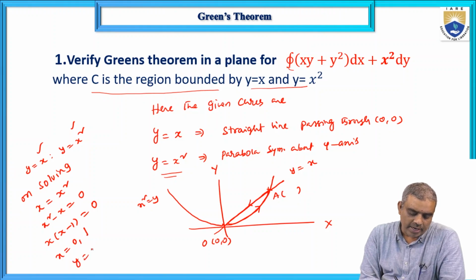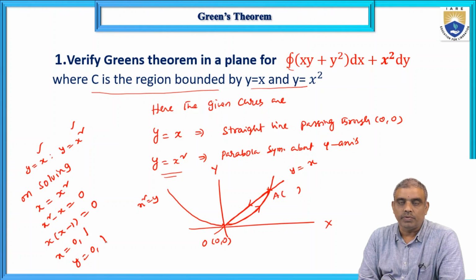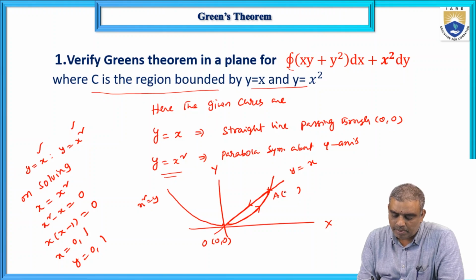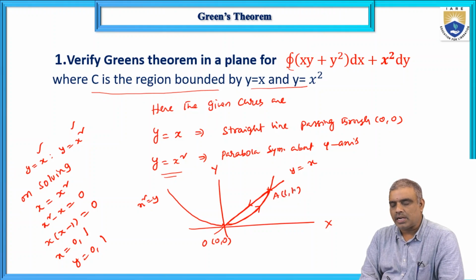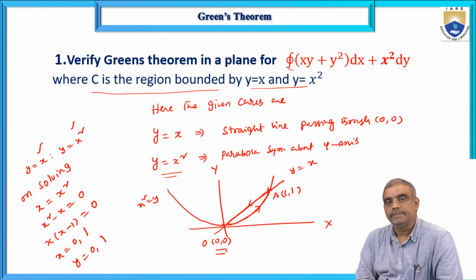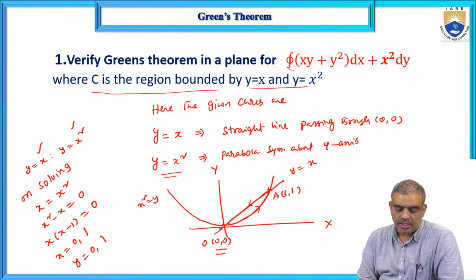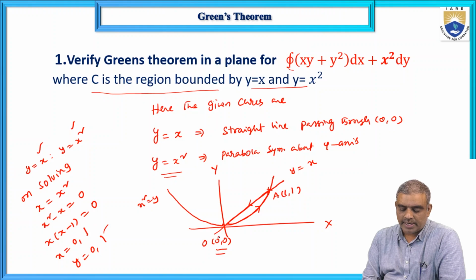Then when x is 0, y is also 0. When x is 1, y is also 1. This is 0, 0 and the other point is 1, 1. This is the already known point, the origin 0, 0. Here we got the intersection points: 0, 0 is one intersection point, and 1, 1 is the other intersection point.